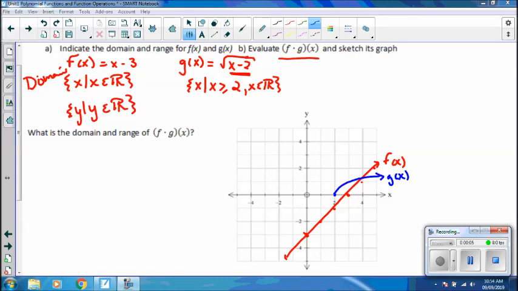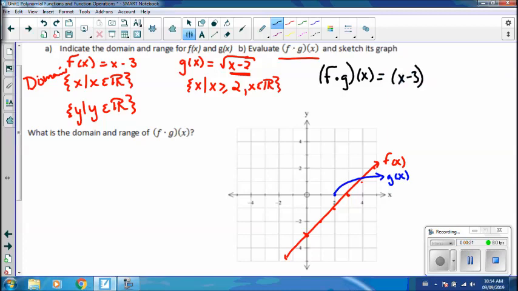So continuing with this, f times g of x is going to look like x minus 3 times the root of x minus 2. And so what I want to do is just enter this into my calculator and see what it looks like. And sometimes these functions look a little bit weird, so we'll have a look at that. And hopefully what you can see when you graph it is the domain.